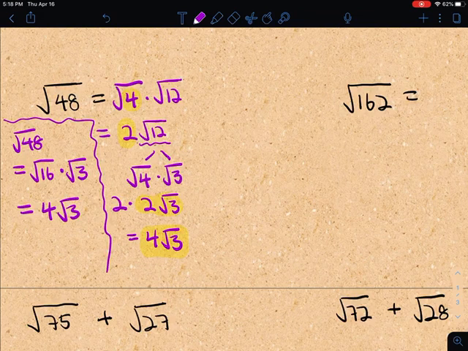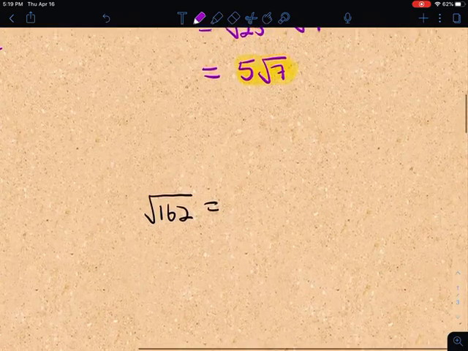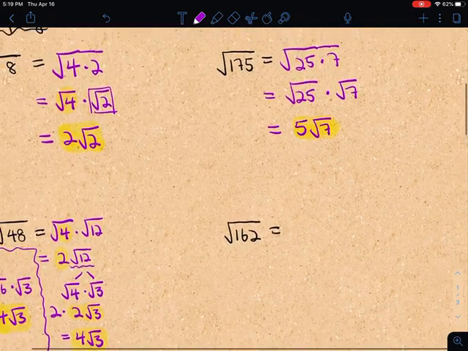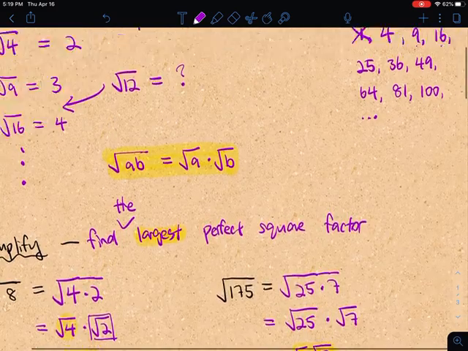And now I can just jump to the answer, right, because that's 4, and that's root 3. So I do get the same answer either way, but the nice thing about finding the largest perfect square is it's going to save us a lot more time. Okay, all right, square root of 162.